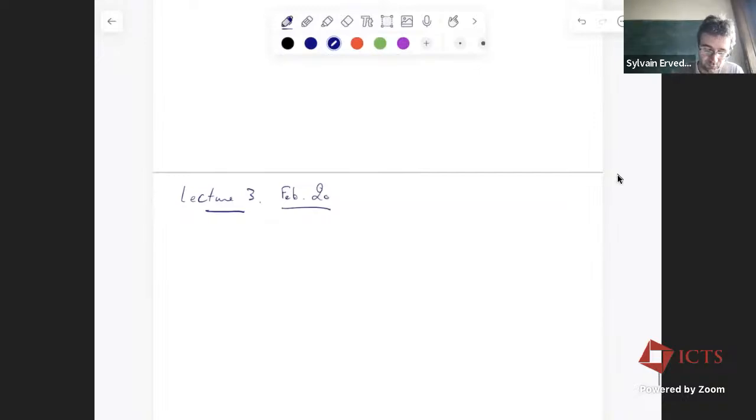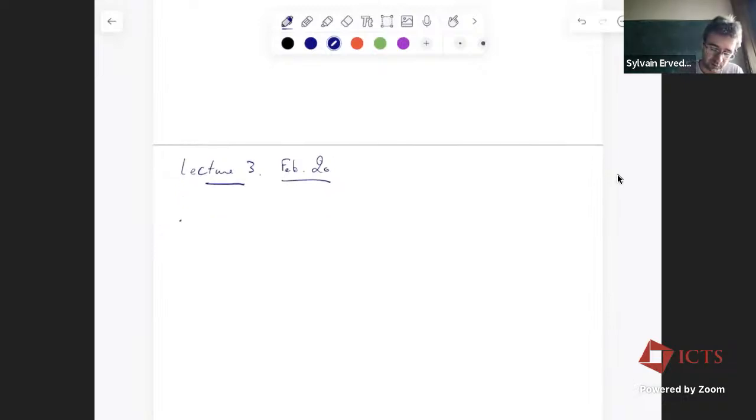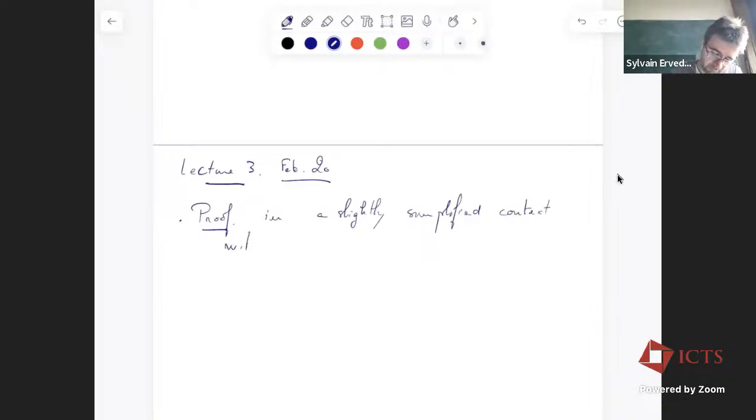Okay, so I will try to give two results, which are in fact, I believe, interesting regarding this Carleman estimate. So the first one is the proof. And for the proof, I will do that in a slightly simplified context with stronger assumptions.